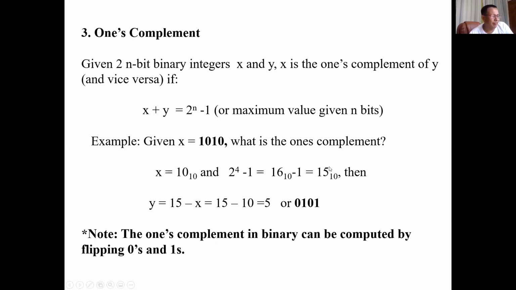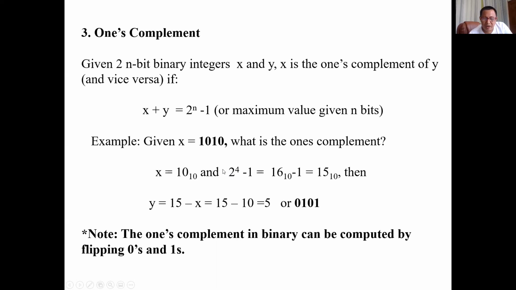So 15 minus 10 is 5. So 5 is the pair, no? 5 is the ones complement of 10. Why? Because 10 plus 5 is equal to the maximum value given the n bits. Okay? What's the maximum value at 4 bits? 15. So 10 plus 5 is also 15. So therefore 10 and 5 are ones complement.